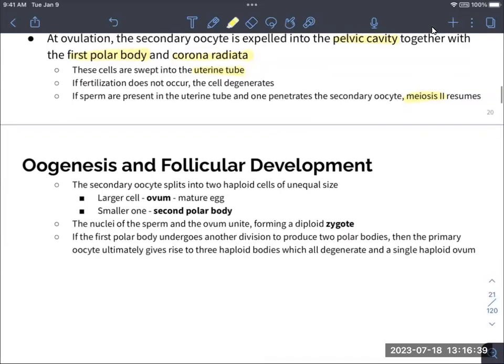Again, that secondary oocyte is going to split off into 2 different cells. We will get a large cell that becomes the ovum, that mature egg, and then a smaller one that becomes that second polar body. When the sperm and the ovum come together, they form a diploid zygote, meaning they have 46 chromosomes now, 23 from the ovum, 23 from the sperm. They've come together, joined everything. Now we have a diploid zygote.